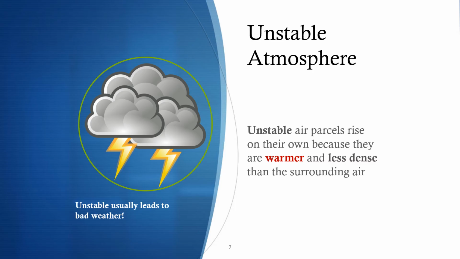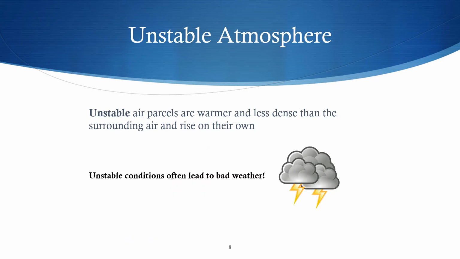As they do rise, if they have any moisture in that air parcel, it's going to condense. Once it hits the lifting condensation level, it's going to form clouds, and it could very easily turn into some bad weather, some storms, a lot of gray skies, and maybe even some thunder and lightning.